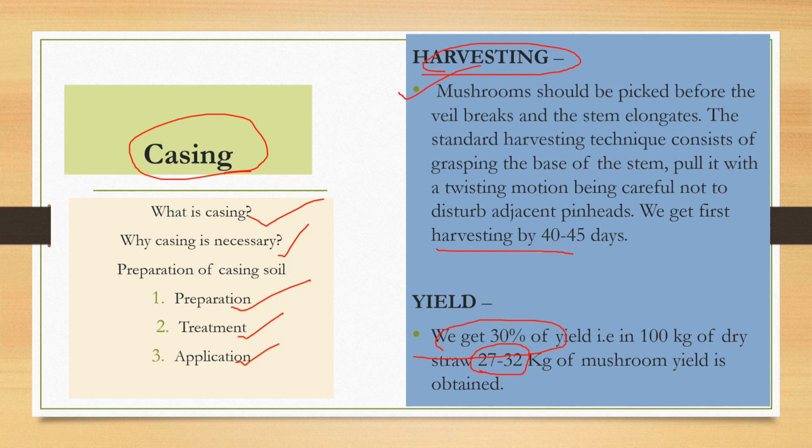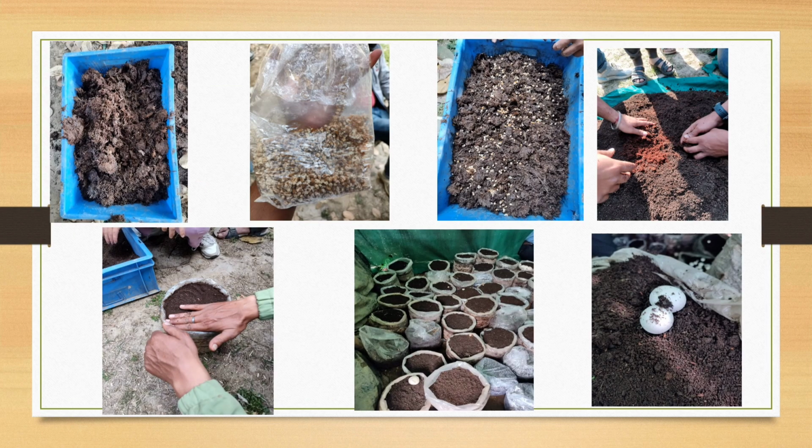Then we see in the first photo the compost, then the spawn, then the spawning in the broadcasting method. Then we see how the casing soil is prepared, then the application of casing soil. After applying casing soil, the bags are kept in the mushroom house, and at last the fruiting.